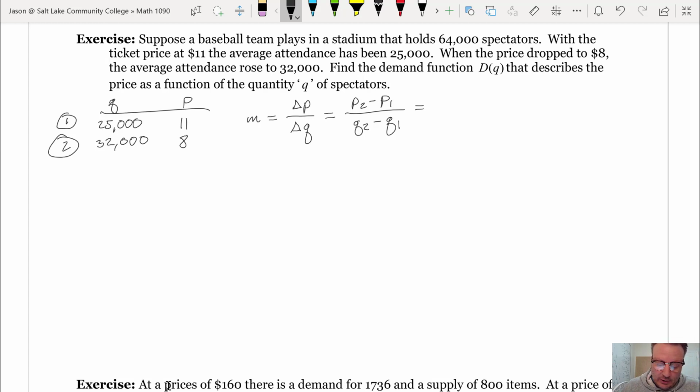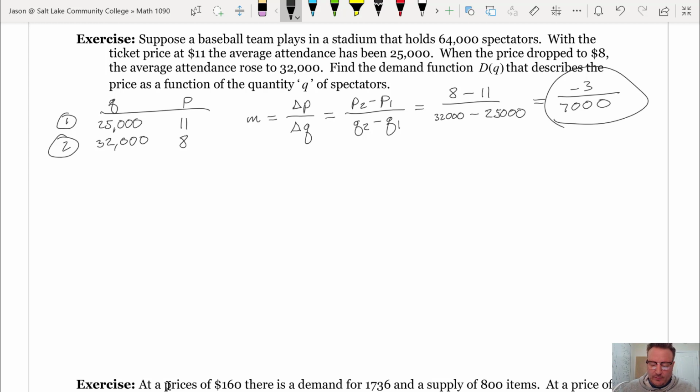So then price 2 is 8, price 1 is 11, quantity 2 is 32,000, quantity 1 is 25,000. Okay, let's simplify this. In the numerator, we're going to get negative 3 over, let's see, 32 minus 25 is 7,000. Okay, there's our rate of change.